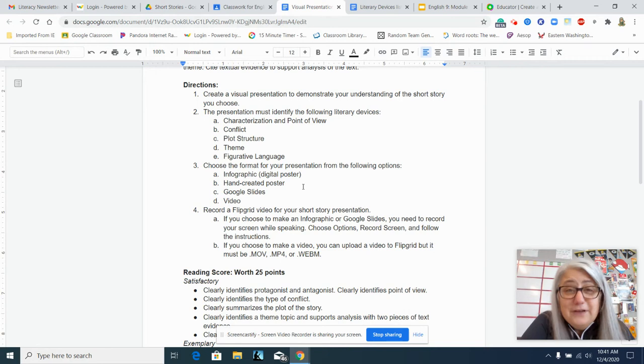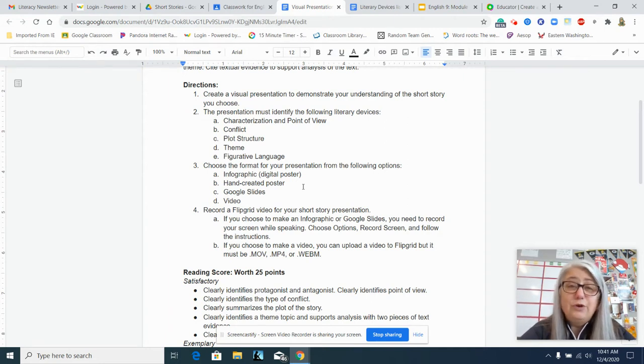Now, this is a visual presentation. There are lots of ways to visualize or to see your information. So you've got quite a few options. You can do an infographic, which is a digital poster, and I will give you some suggestions of sites where you can create one for free.